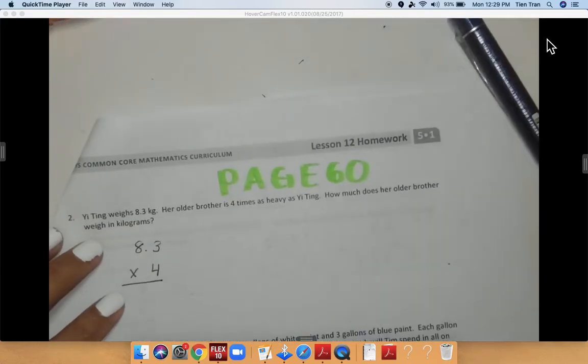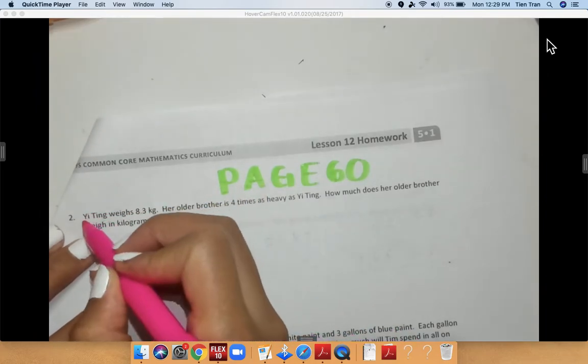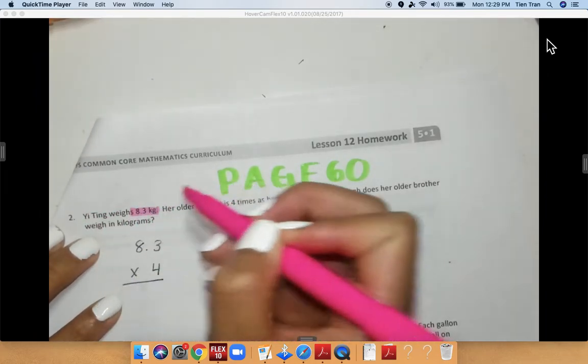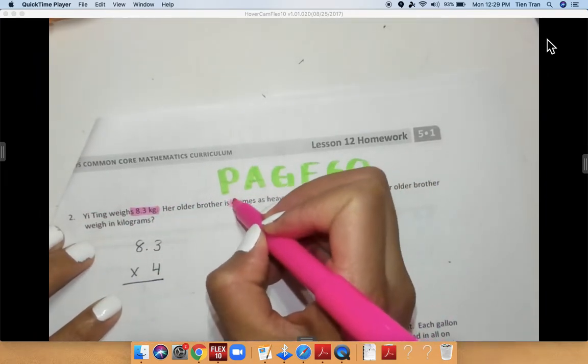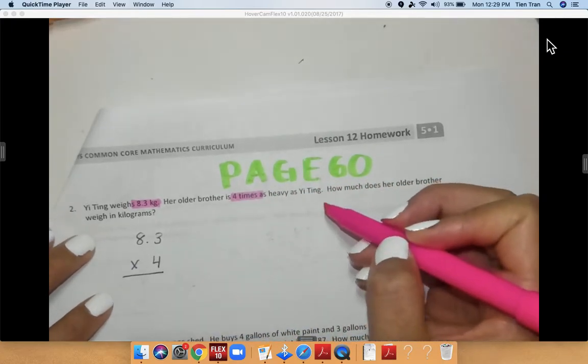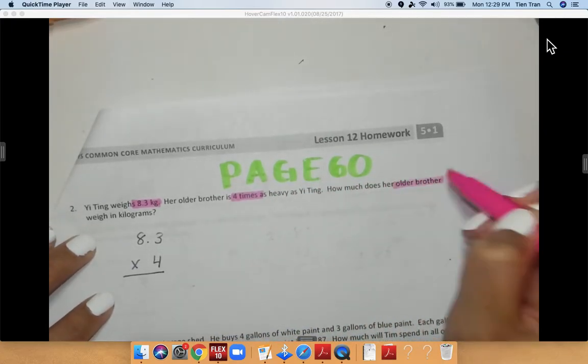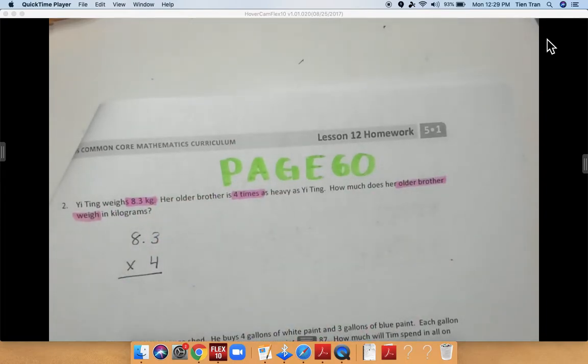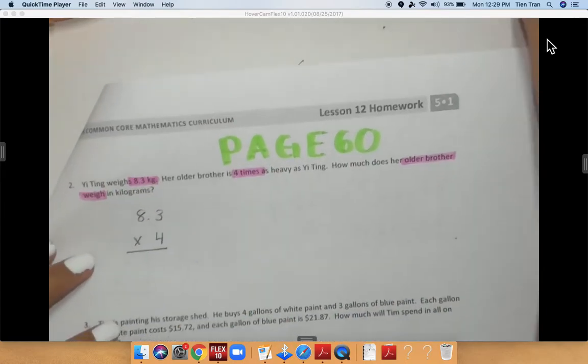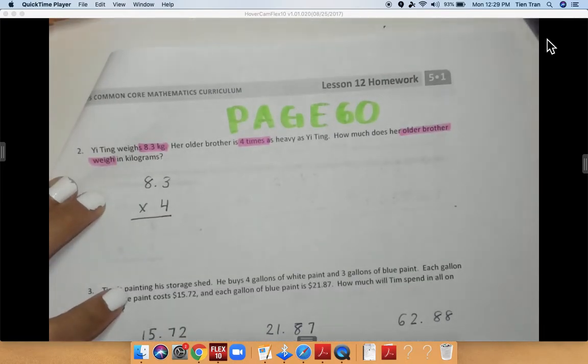For this problem right here, they say Yi Ting weighs 8.3 kilograms. Her older brother is 4 times as heavy as Yi Ting. How much does her older brother weigh in kilograms? So all I'm doing is I'm multiplying 8 and 3 tenths times 4.